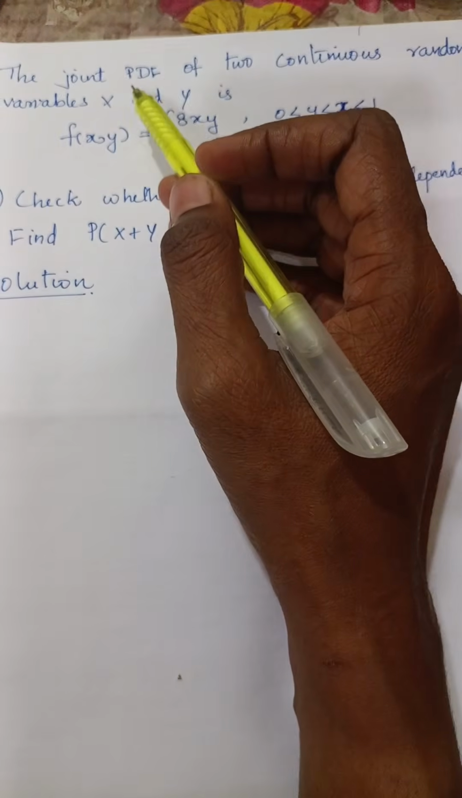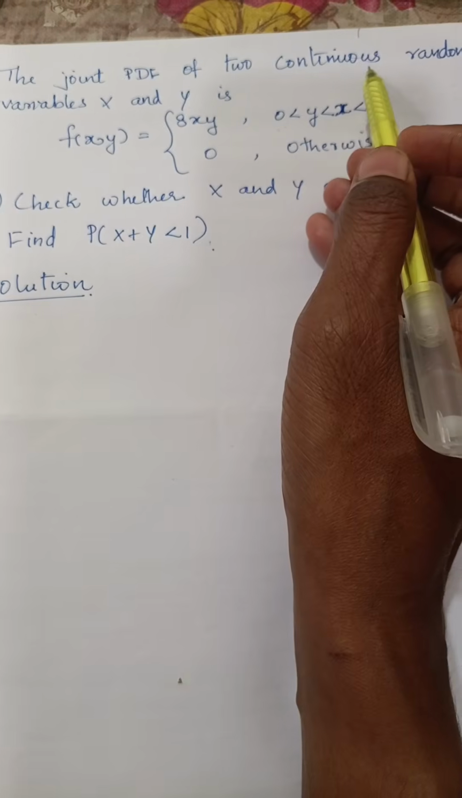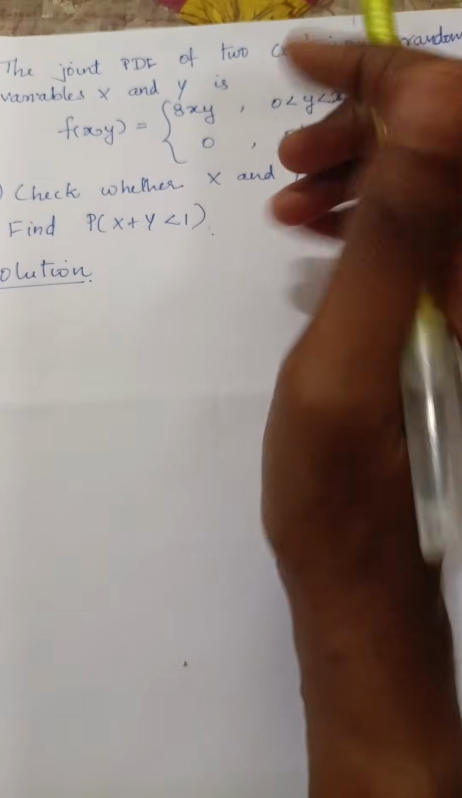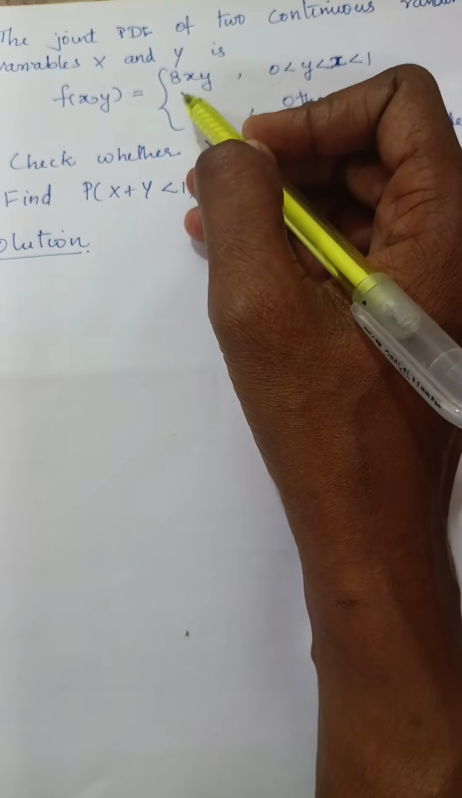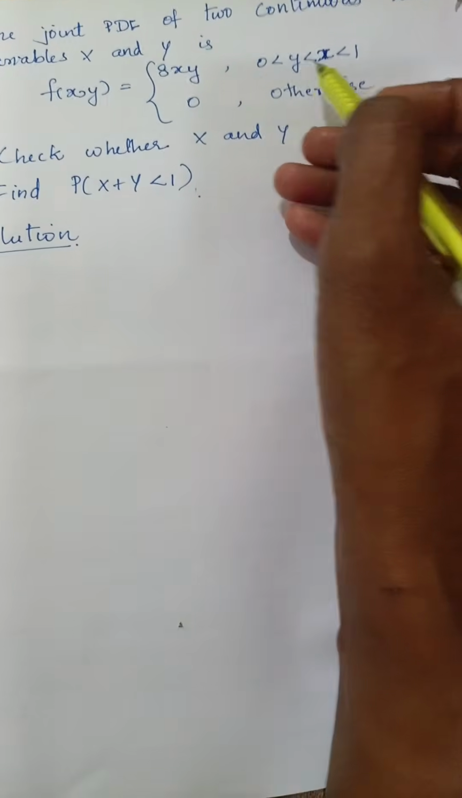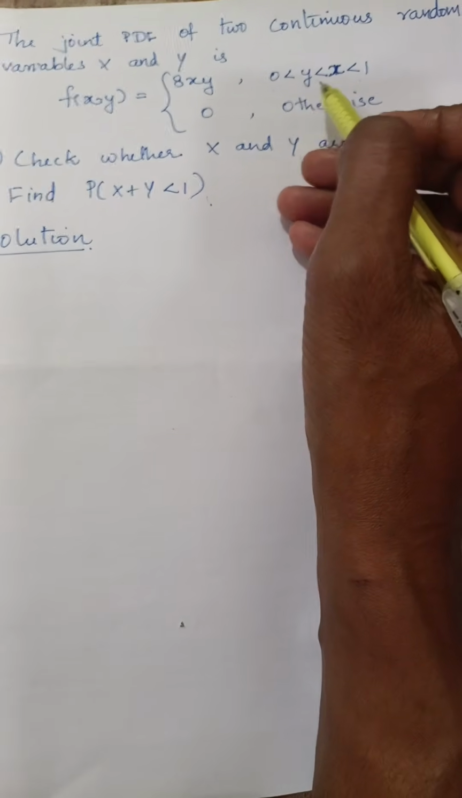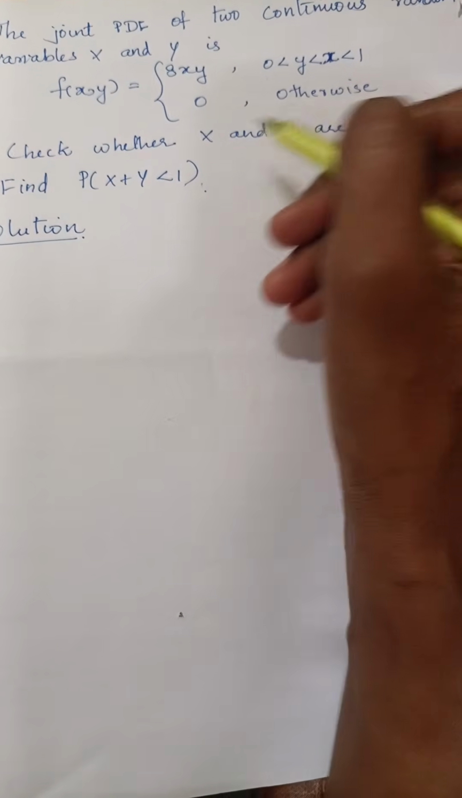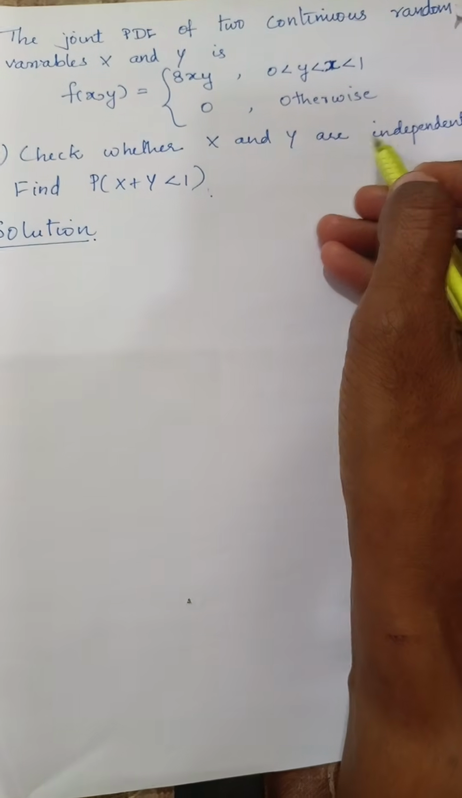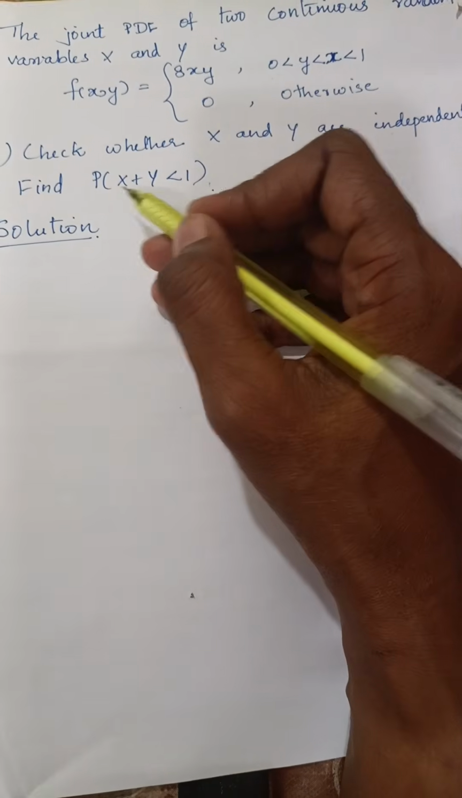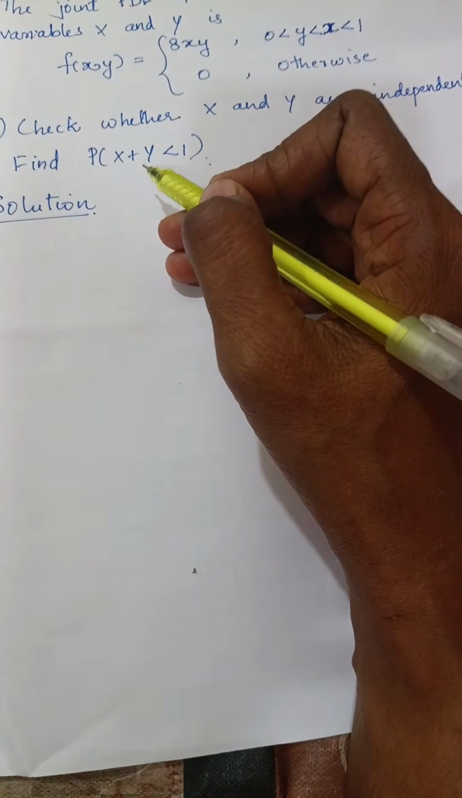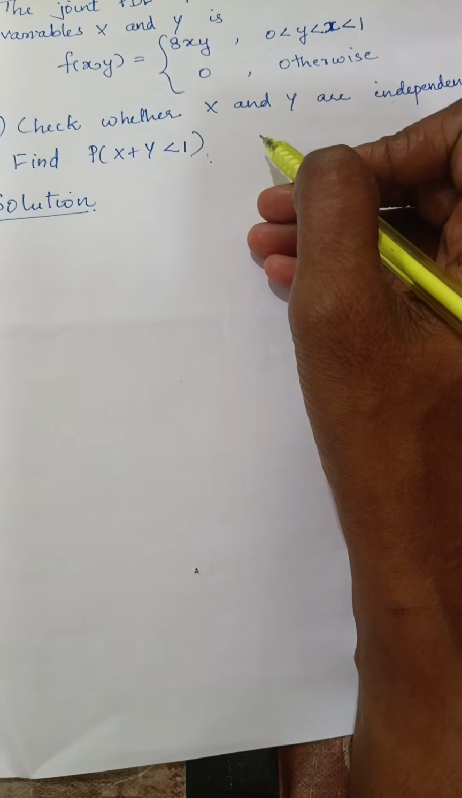So here we are given a problem based on joint probability density function. We are having a bivariate random variable XY and their joint probability density function is given as 8xy, and the limit of x and y is dependent, that is 0 < y < x < 1. We have to check whether x and y are independent, and we have to find the probability of x + y < 1.